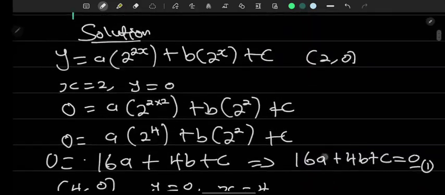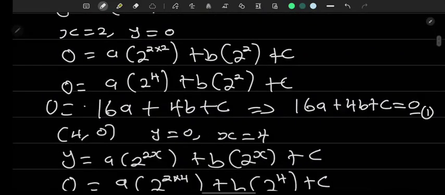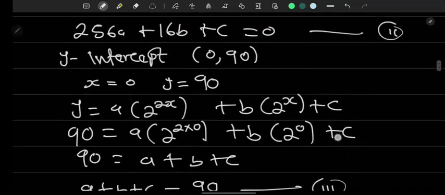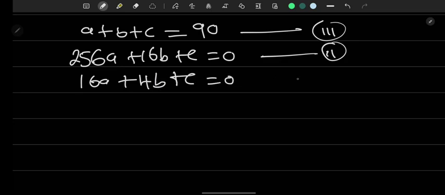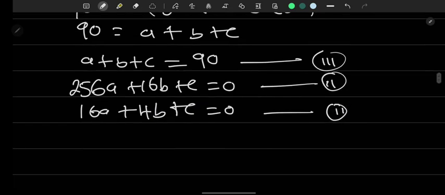Then equation 1 that we obtained the other time: 16a plus 4b plus c equals 0. This is equation 1. Okay, so what are we going to do here? We can make use of the elimination method.